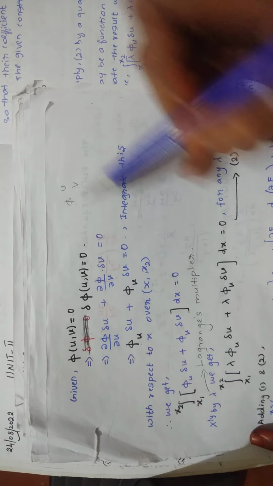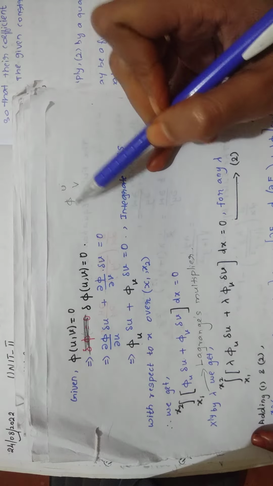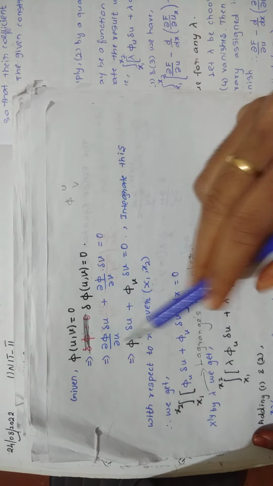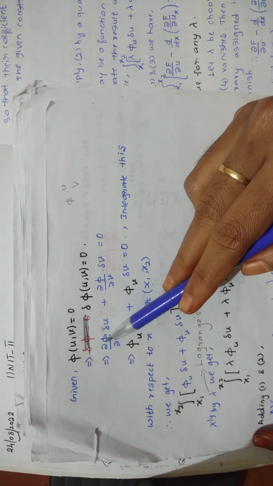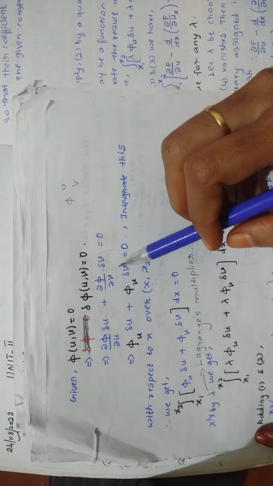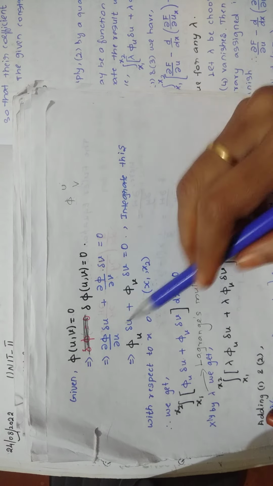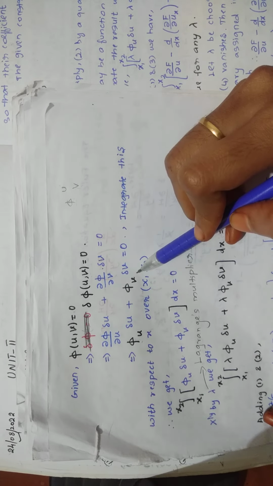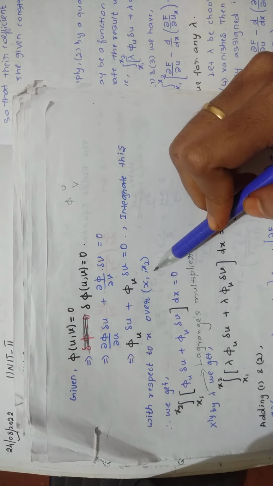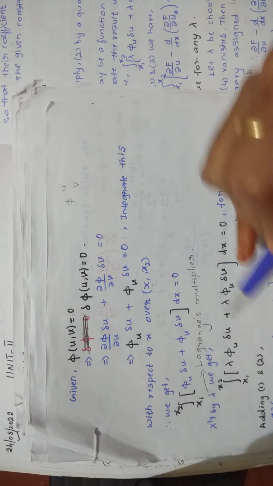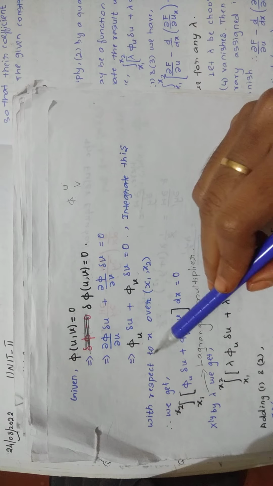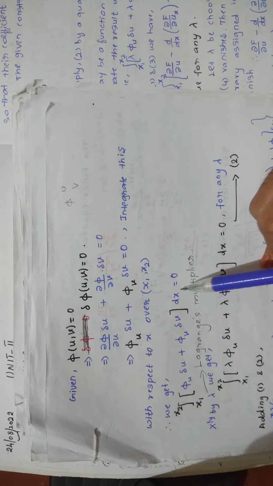So that from this you will get dou pi by dou u into delta u plus dou pi by dou v into delta v equal to 0. You will get this step. And in the next step, in the place of dou pi by dou u you put pi u, and in the place of dou pi by dou v you put pi v, so that you will get this. Now you are integrating this with respect to x over this limit. In the integration you are going to put this limit. You are differentiating with respect to x, so that you will get this step.